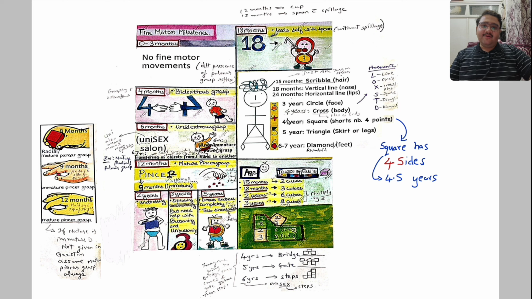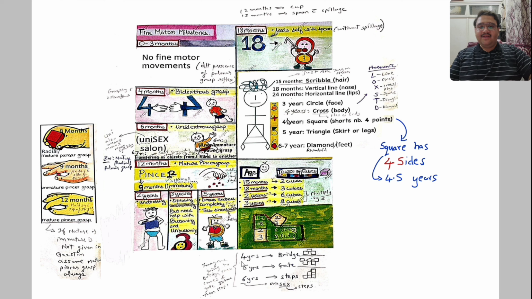Then coming to the tower of cubes: at 15 months, 2 cubes. At 18 months, 3 cubes. At 2 years, 6 cubes. And at 3 years, 9 cubes. So just remember 15 months 2 cubes and 18 months 3 cubes, and you can multiply these values by 3 to get 2 and 3 years. Like 2 threes are 6 and 3 threes are 9. So like this.